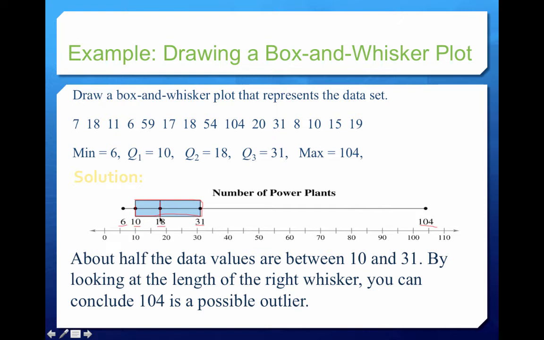So about half the data values are between 10 and 31. By looking at the length of the right whisker, we can conclude that 104 is a possible outlier. Do we know for sure it's an outlier? No, because we have to quantify that with standard deviations, but it sure does look like one.